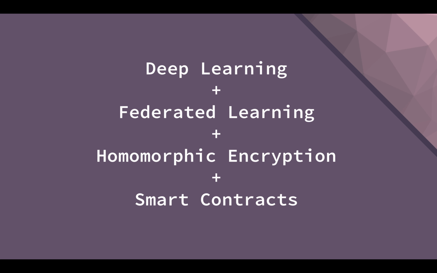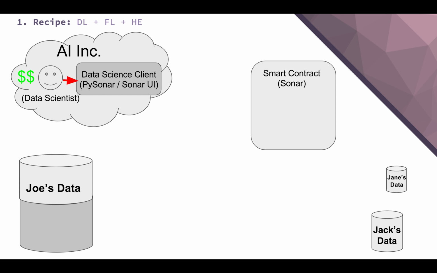Next, we want to evolve this workflow by adding another ingredient in: smart contracts. So you can see the workflow is slightly different now. The model will now be initialized at AI Inc. And we have a nice data scientist, perhaps AI Inc. is a startup or a major corporation at this point. The data scientist will initialize this model using some of the OpenMined open source projects.